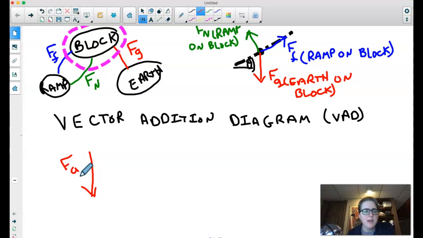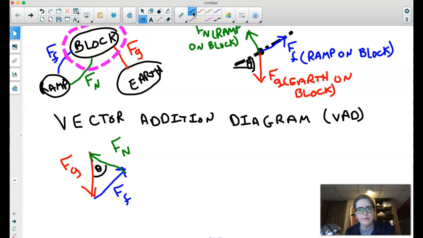And then I would pick one of those other forces, either the force of friction or the normal force, and I would imagine sliding it around. So it's still pointed in the same direction, but I'm going to start that arrow where I ended my force of gravity arrow. And then I'm going to do the same thing with my normal force. And then I would use some geometry to figure out where the angle of that ramp goes.